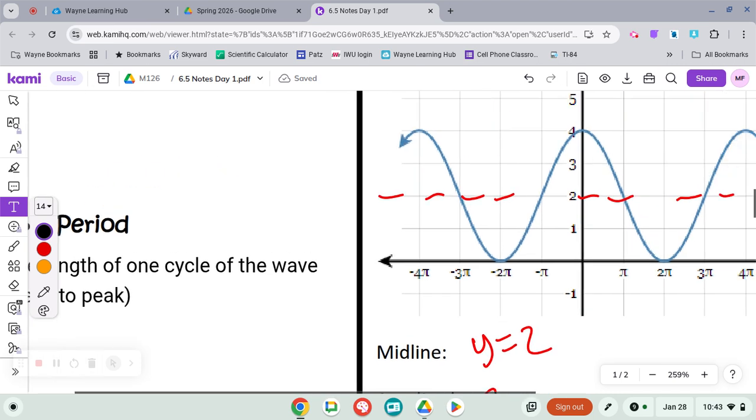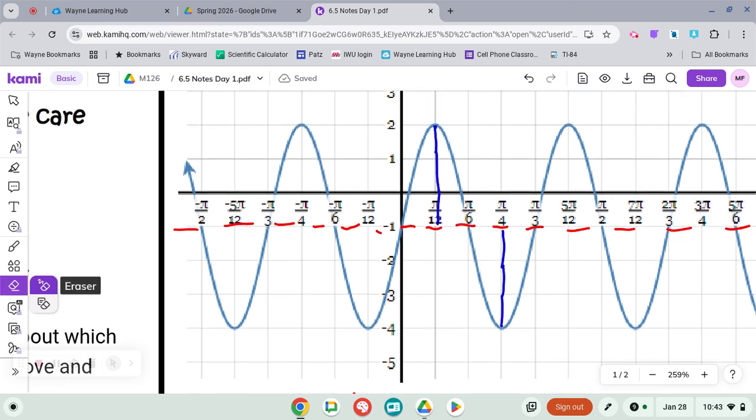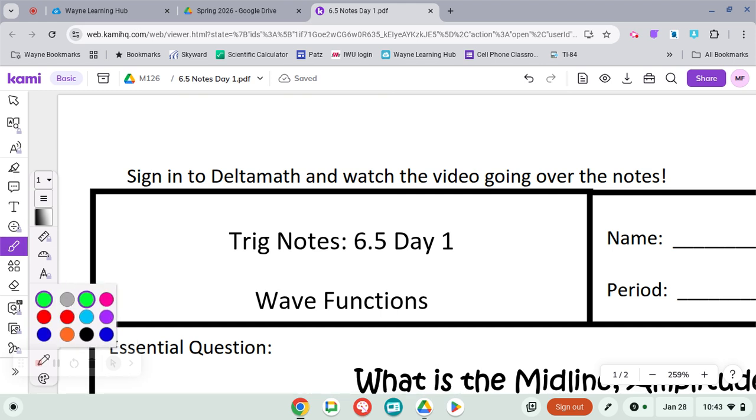Now, let's start up here, and you might want to just watch for a moment. Don't necessarily draw this yourself, but I'm going to highlight this, and I'll use green so it stands out.